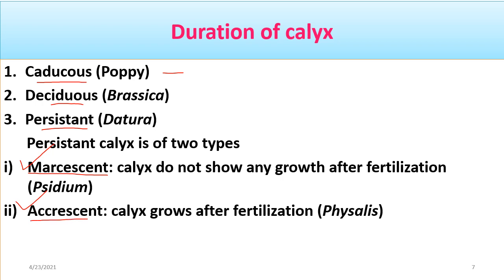Now what is marcescent? Marcescent means the calyx does not show any growth after fertilization. It remains as it is irrespective of the size of the fruit. But accrescent is a kind of calyx where it grows even after fertilization. So this you can see in Physalis, and this marcescent type you can see in Psidium, that is guava. So these are the durations of different calyx.